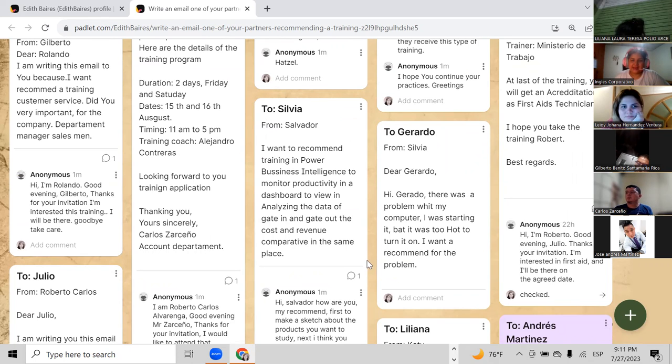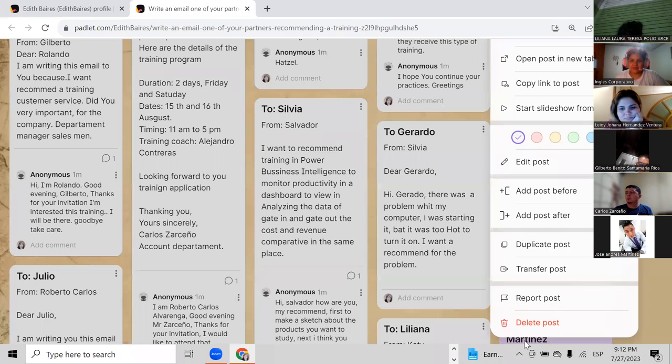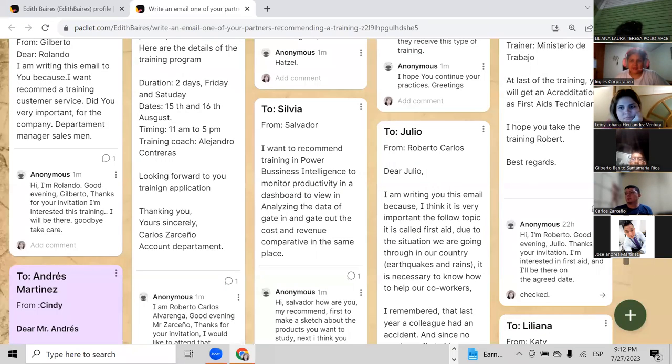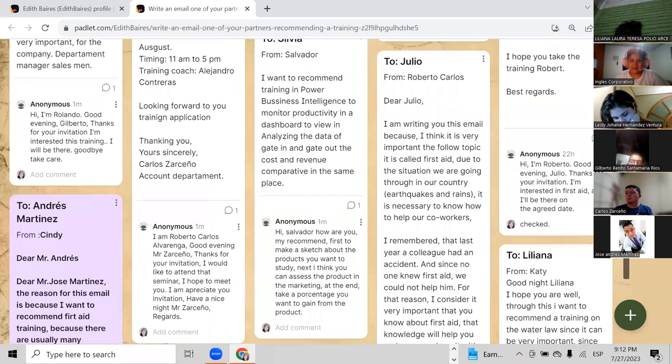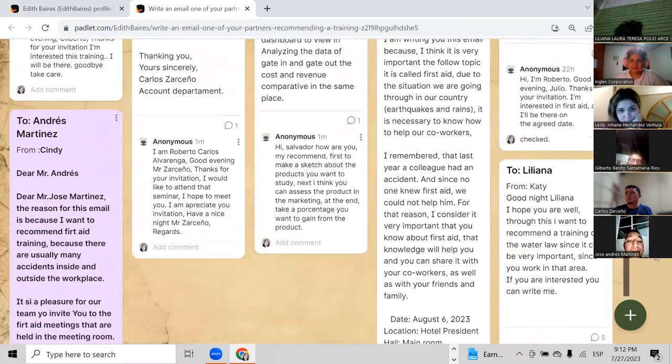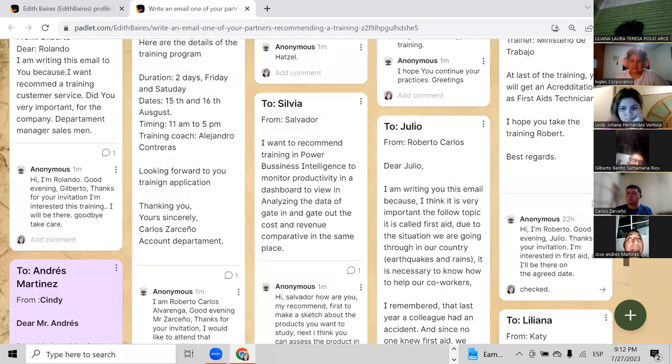Pero le dije que este no era válido porque no era una invitación a training, era algo diferente. Entonces lo voy a borrar. Ajá, por eso lo cambié. Ok. Where is it? ¿Dónde está? Porque no lo encuentro. Híjole, no sé, se perdió, pero ahí está.